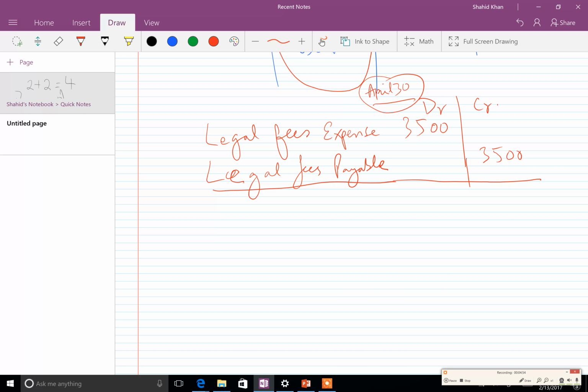So when May 12th comes, that's when you have to pay the lawyer. And so now you're going to do an entry, which is of course cash. You have to pay cash, credit 3,500. So you're going to pay, credit 3,500, and what's going to be the debit?